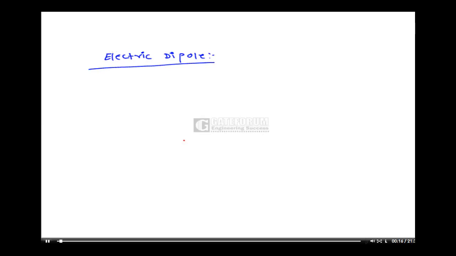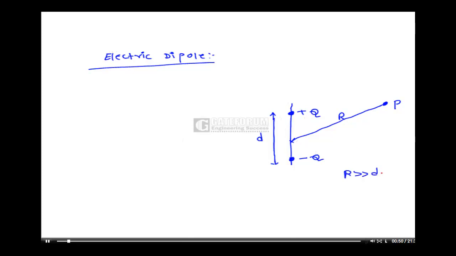So electric dipole means we are having two equal charges in opposite direction. Suppose like this. This is plus Q, this is minus Q, which are separated by a distance d, which forms an electric dipole. Then, if you want to calculate the electric field intensity at a point P, the distance is R, where R is very much greater than d. So this forms an electric dipole.